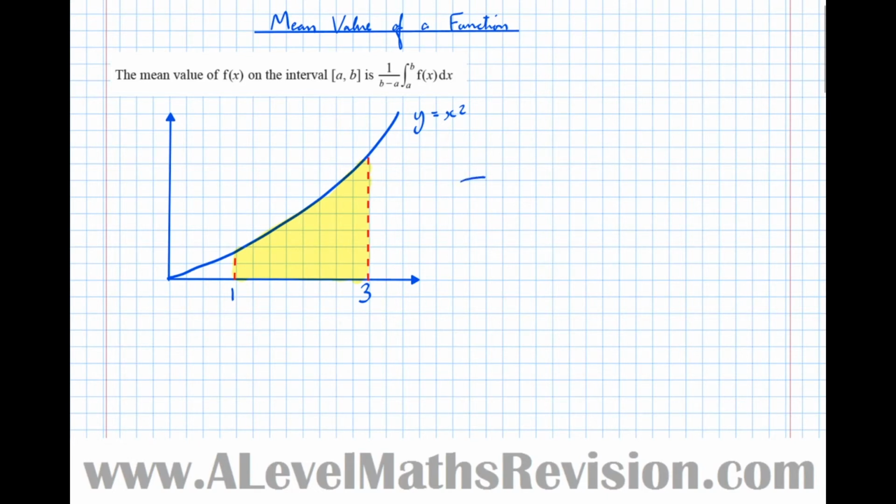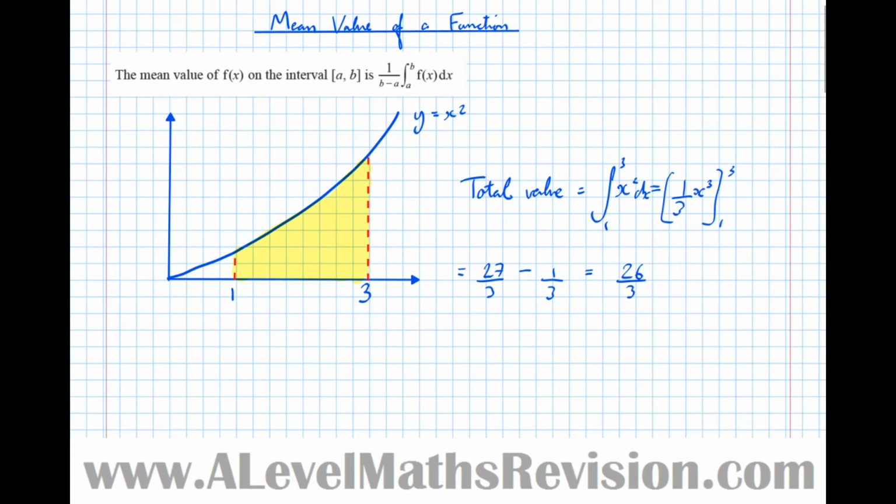So the total value of the function equals the integral of x squared between 3 and 1 dx, equals a third x cubed between 3 and 1, equals, well, 27 over 3 take 1 over 3, equals 26 over 3. Therefore, the total value, the sum of all the values of the function, all those infinitely thin strips between 3 and 1, is 26 over 3.